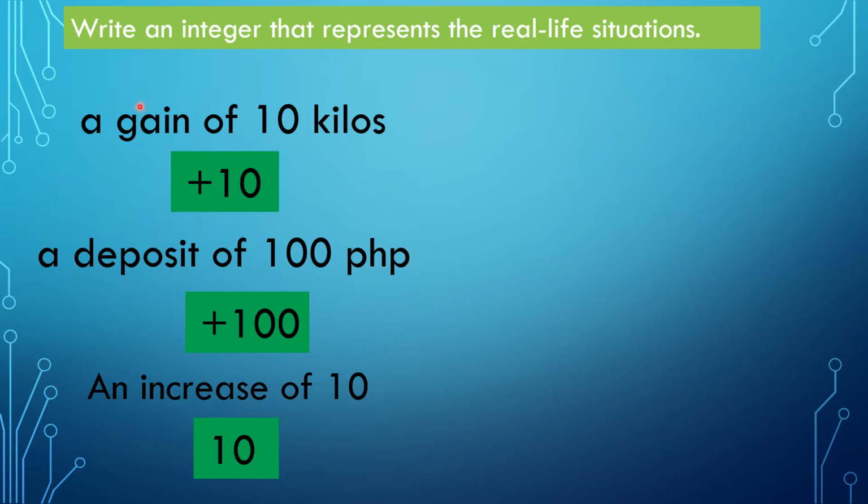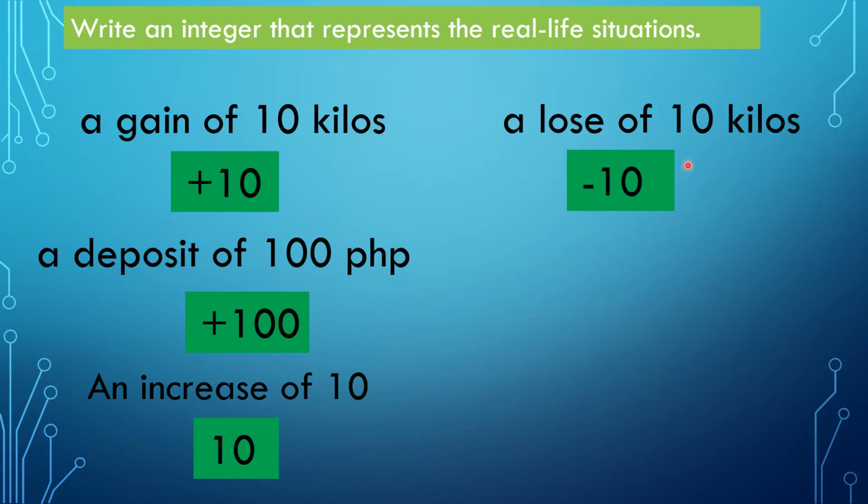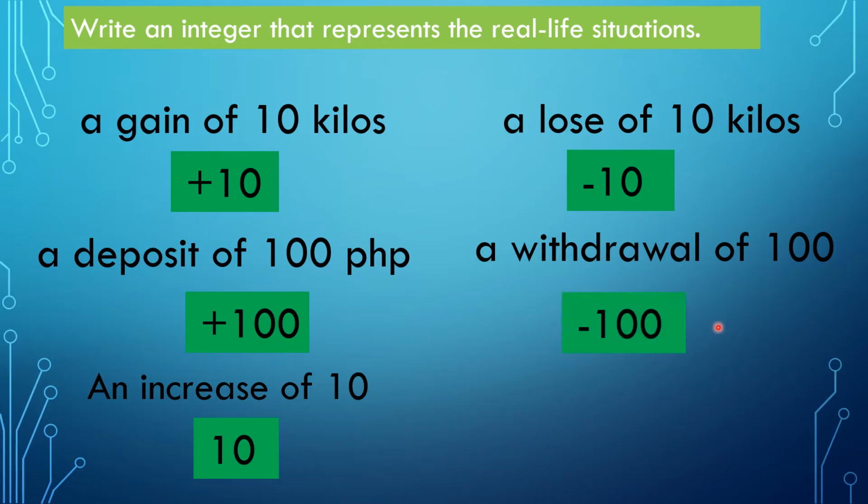Now, what is the opposite of gain? A loss of 10 kilos, which means negative 10. What is the opposite of deposit? Withdrawal, right? So a withdrawal of 100 pesos is negative 100. And what is the opposite of increase? That's decrease. So a decrease of 10 means minus 10.